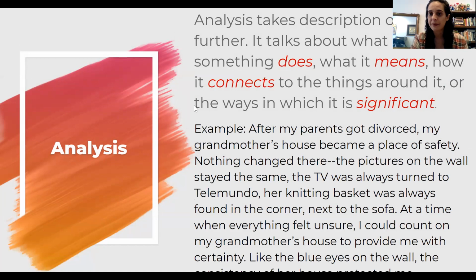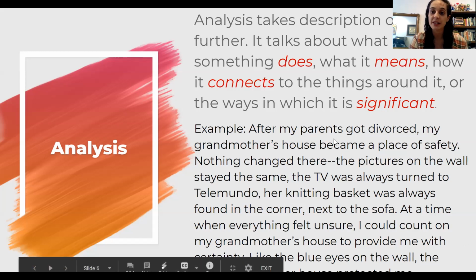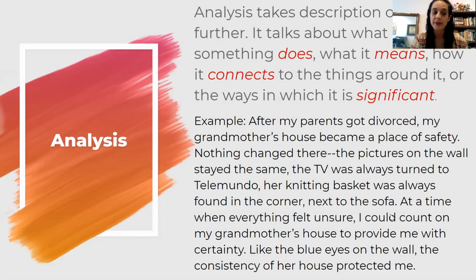So the example: after my parents got divorced, my grandmother's house became a place of safety. Nothing changed there. The pictures on the wall stayed the same. The TV was always turned to Telemundo. Her knitting basket was always found in the corner next to the sofa. At a time when everything felt unsure, I could count on my grandmother's house to provide me with certainty. Like the blue eyes on the wall, the consistency of her house protected me.